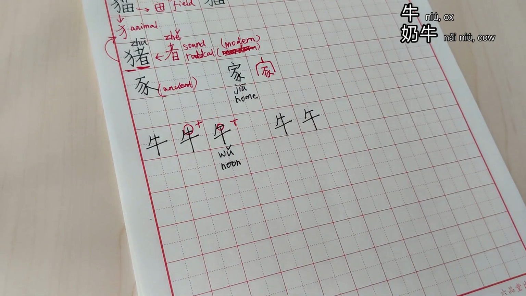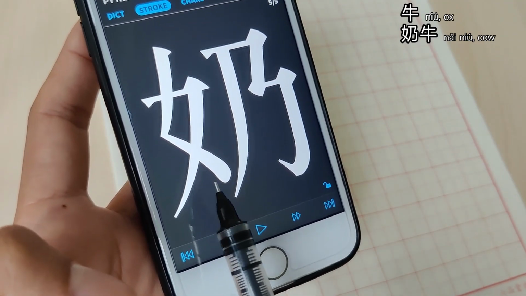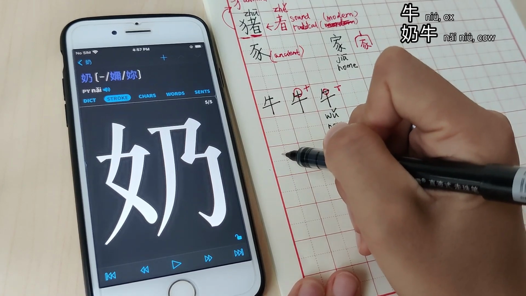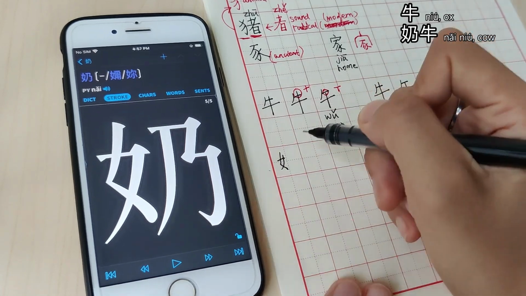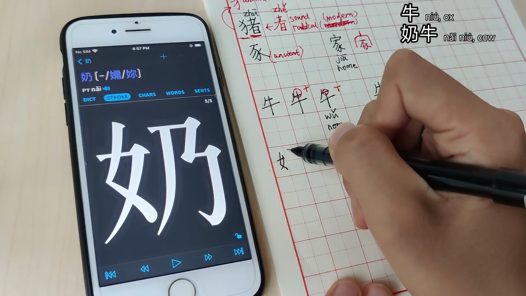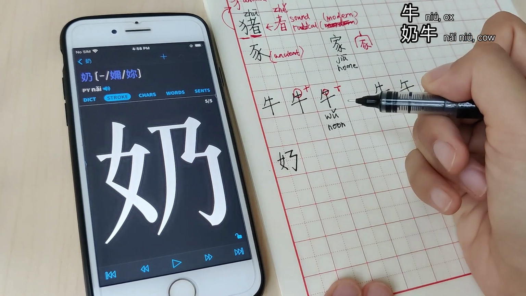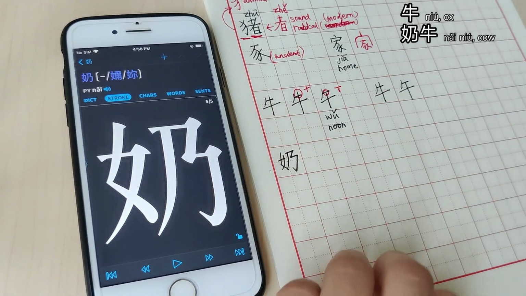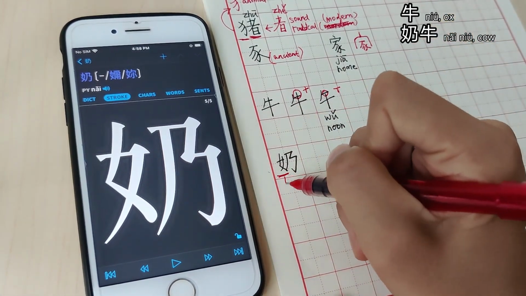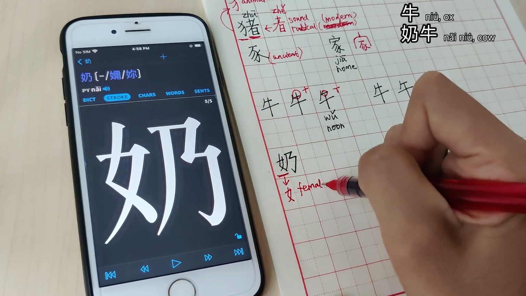奶牛. Okay, so let's take a look at the 奶. This is how we write the 奶. On the left part, this is the female radical. Female radical, and then a very big stroke. Yes, a very big stroke. On the left, this is the female radical.